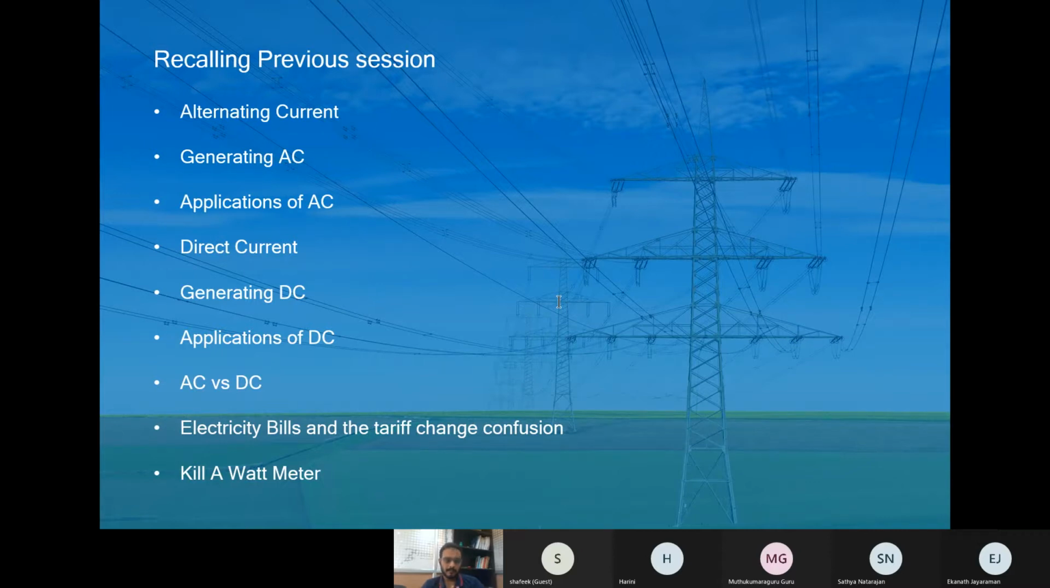We also saw one very interesting topic in the previous session, that is the battle between currents. We learned about Edison's smear campaign, which was cruel, and finally AC won the battle. We also saw some of the advantages of AC over DC. And finally, we took a real-time case study to know how electricity bills are generated and the tariffs of that. And at last, we saw a kilowatt meter and its uses in terms of energy efficiency.